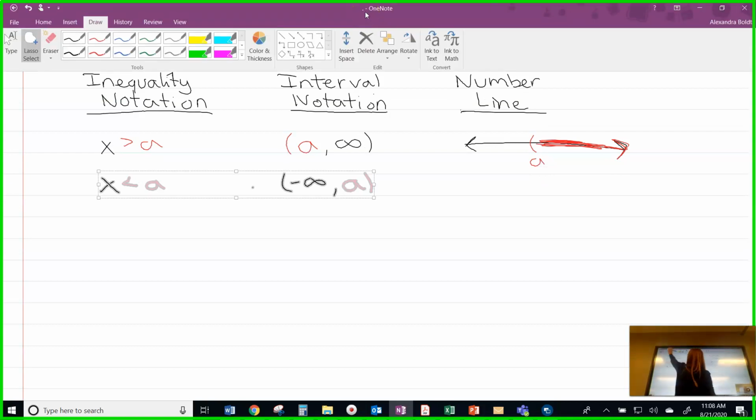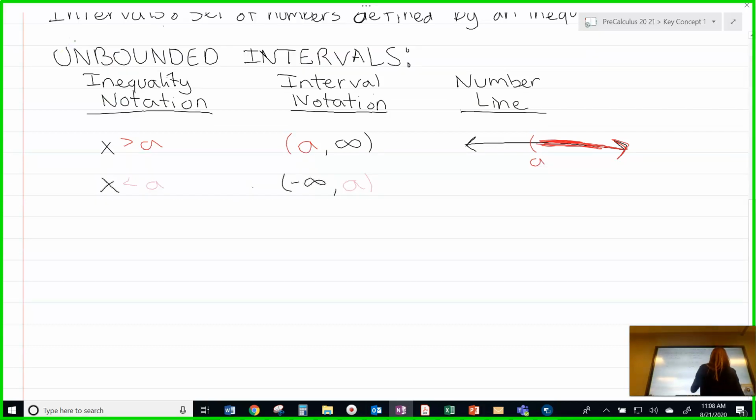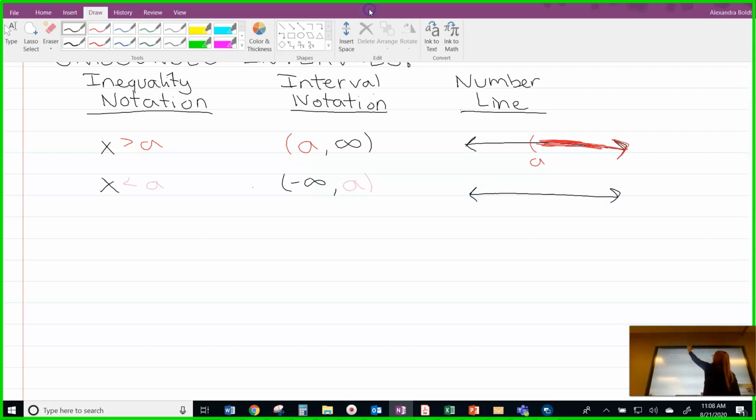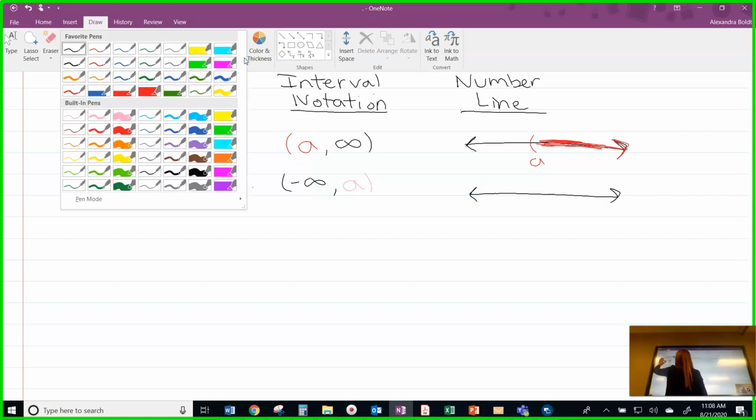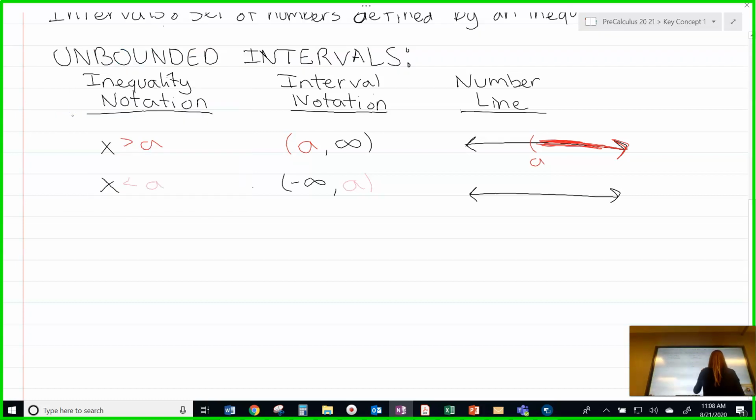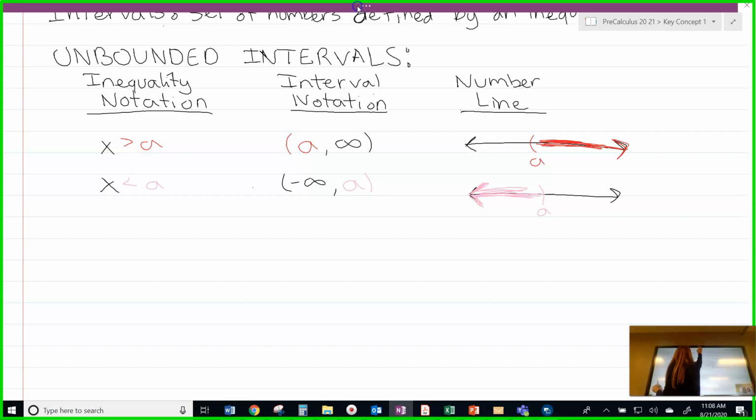Then for our number line, again, very similar. We're going to draw our number line here. And again, I'm going to put a parenthesis where there's a, but it's actually opening up the other way, because I'm going to open up to the side that I'm going to go to. It's going to be on that side, and I'm going to shade everything in this way.